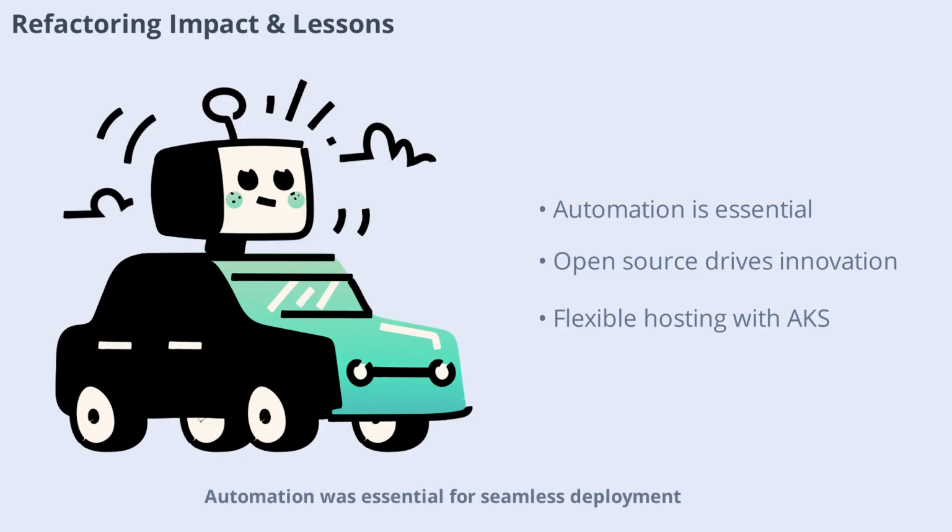Automation was essential for seamless deployment, and open source tools enabled rapid innovation. Azure Kubernetes Services provided the best hosting option for multiple container services. These lessons highlight the importance of automation, flexible hosting, and leveraging open source in cloud modernization.